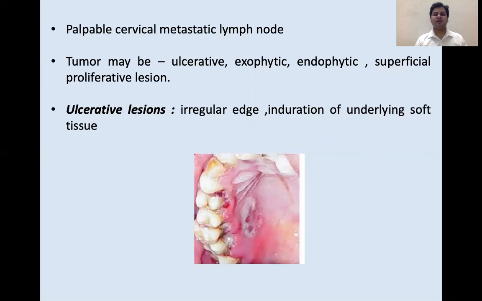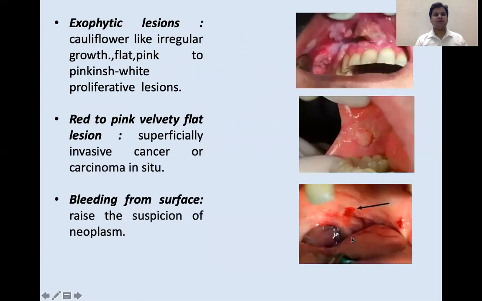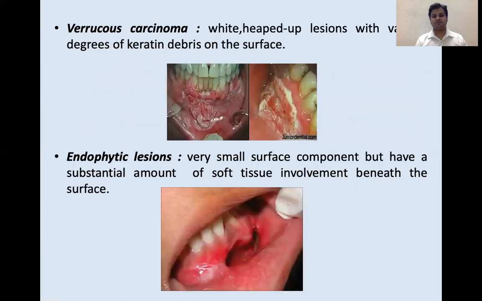Ulcerative lesions have irregular edges with induration of the underlying soft tissue, while exophytic lesions are cauliflower-like, irregular growths. Proliferative lesions are flat, pink to pinkish white, while a red to pink velvety flat lesion suggests superficially invasive carcinoma or carcinoma in situ. Bleeding from the surface raises the suspicion of neoplasm. Verrucous carcinoma is a white heaped-up lesion with varying degrees of keratin debris, as you can see in the two pictures. An endophytic lesion has a very small surface component but a substantial amount of soft tissue involvement beneath the surface.